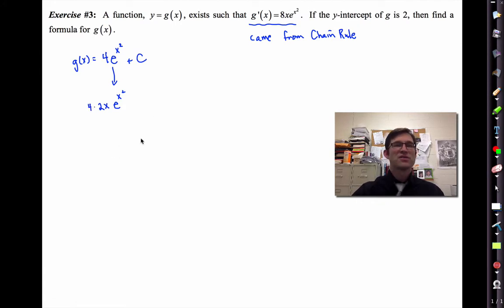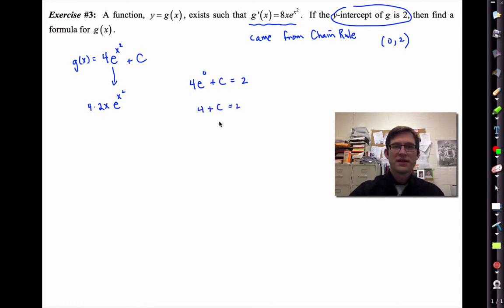All right, now we have to solve for c. The y-intercept of g is 2. That means the point 0, 2 lies on it, right? Yeah. So what do I have? I've got 4e to the x squared, with x equal to 0, plus c is equal to 2. E to the 0 is 1, and that's going to let me solve for c, which is negative 2. So g of x is 4e to the x squared minus 2.